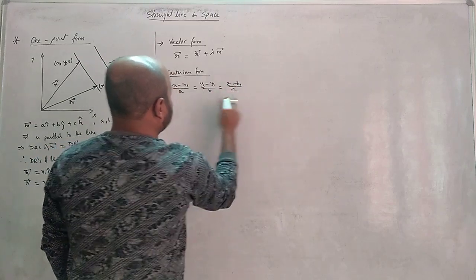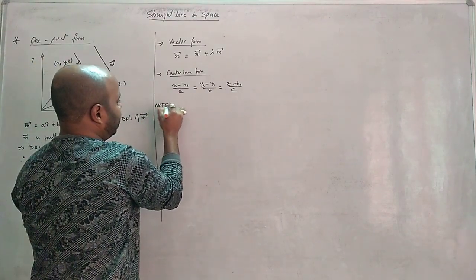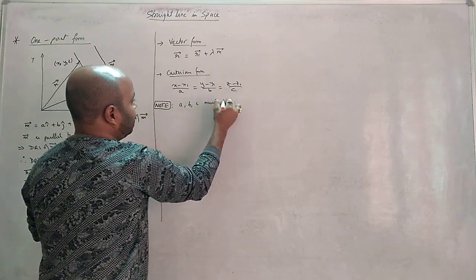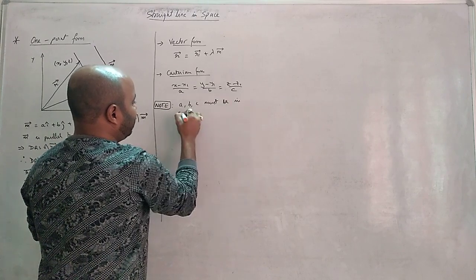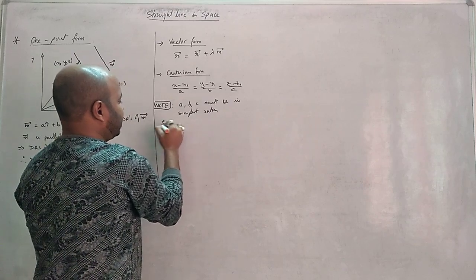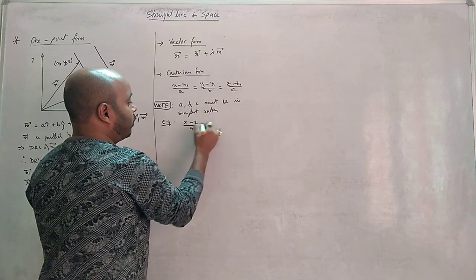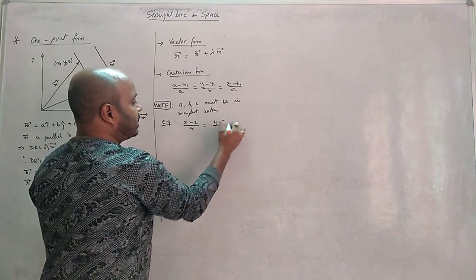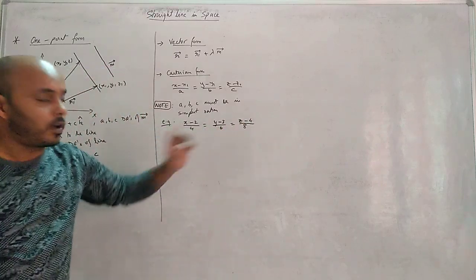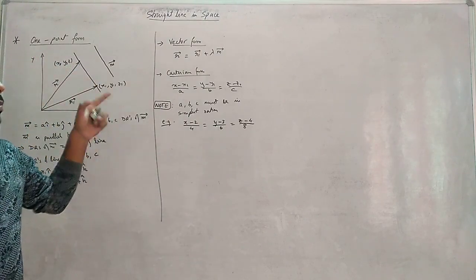Now when you write this equation in questions, you have to take note of one thing: a, b, c must be in simplest ratio. Now, let's take an example. For example, you got an equation like this: x minus 2 by 4, y minus 3 by 6, and z minus 4 by 8. Then your equation cannot be in this format, okay? Because 4, 6, 8 are not in simplest ratio. Then you have to make it in a simplest ratio.